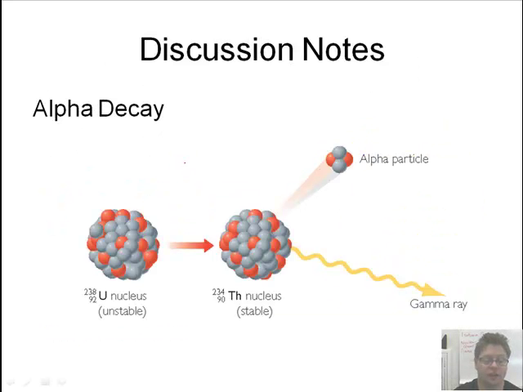In alpha decay, you have a nucleus here, like uranium-238. This nucleus here is unstable, and it spontaneously breaks up into a thorium nucleus and an alpha particle, which we know now is 4/2, and something that has an atomic number of 2 on the periodic table. What element is that? That's helium. So this can be another way of showing the helium particle. It also releases a gamma ray, which is energy released in the form of gamma radiation.